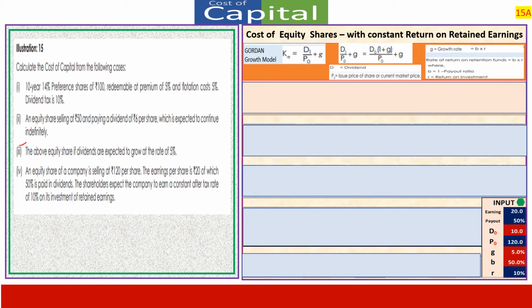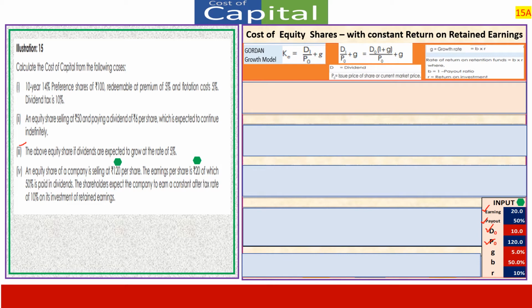Now comes once again the Gordon's model. We will just note an equity share of a company is selling at 120 rupees. The earnings per share is 20 rupees, of which 50% is paid in dividends. 50% is called payout ratio. Now, when they give 50% of 20, dividend becomes 10. Then dividend is 10.